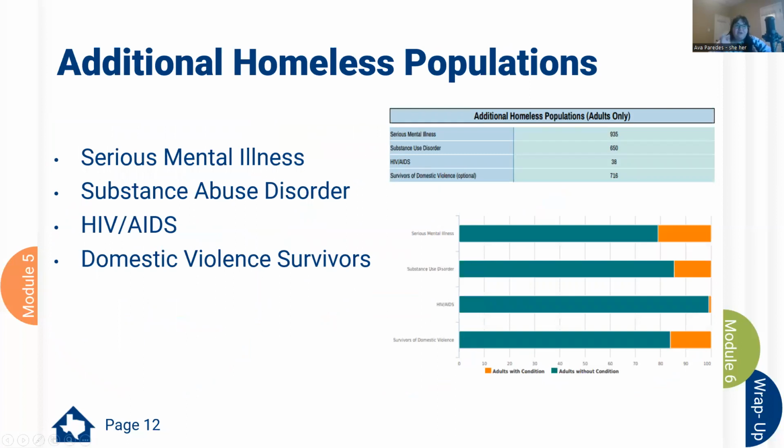Cool. So at the very end of the PIT reports is a section called Additional Homeless Populations. These include people with serious mental illnesses, substance abuse disorders, HIV/AIDS, and domestic violence survivors. You will see another bar chart below the table that has individuals living with a chronic condition and DV survivors highlighted there in orange. The orange just stands for the people who responded yes to the particular question regarding their status with a particular chronic condition or if they are a survivor of domestic violence.